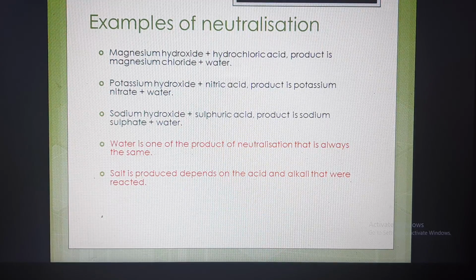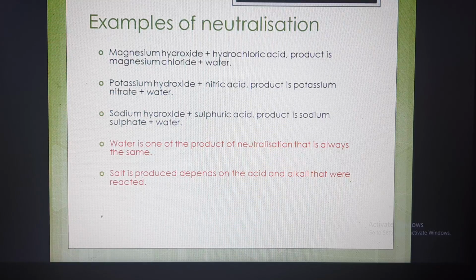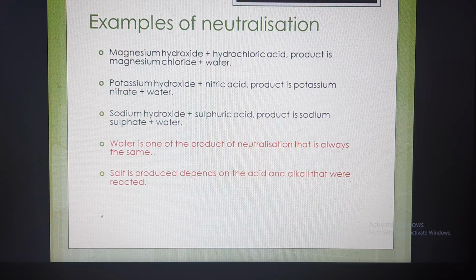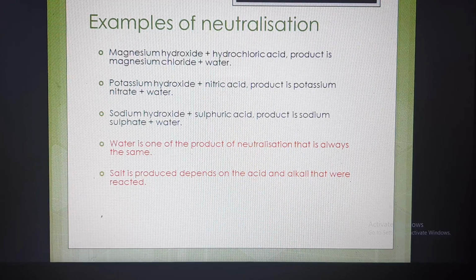Another example, potassium hydroxide plus nitric acid. Here the acid is different. Before we used hydrochloric acid, here we are using nitric acid. The products are potassium nitrate plus water. And the next example is sodium hydroxide plus sulfuric acid. The products are sodium sulfate plus water.